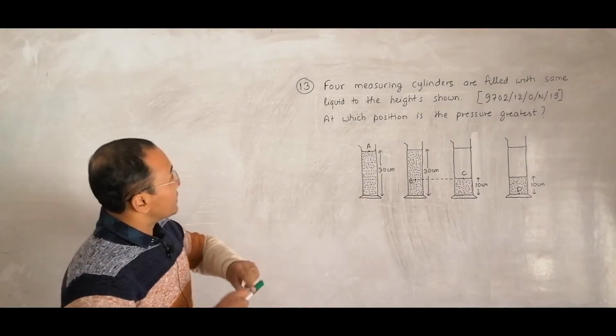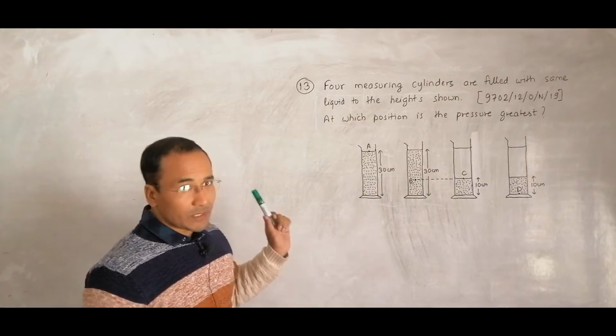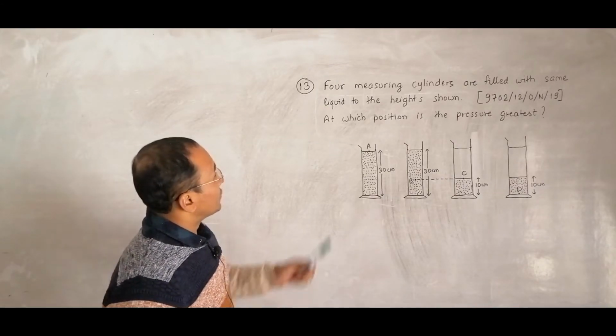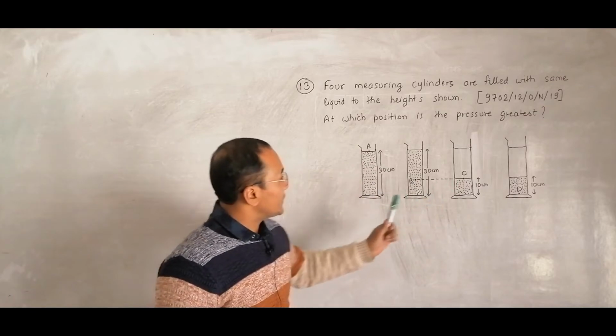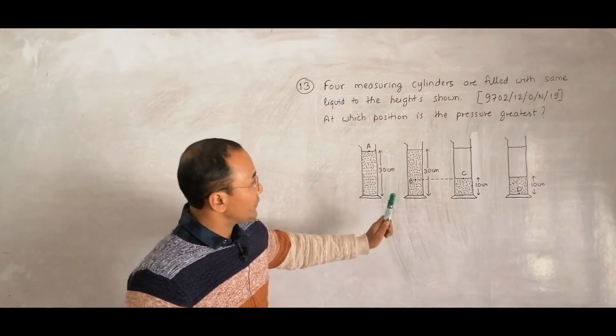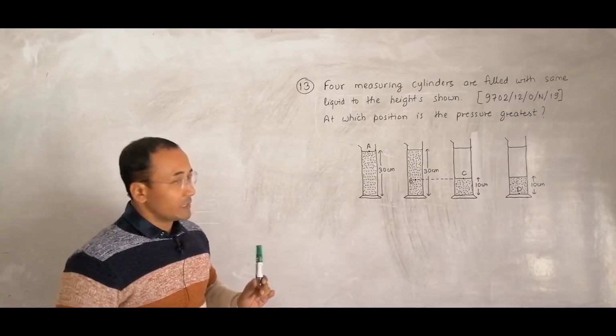So the question says the same thing. So 4 measuring cylinders are filled with the same liquid. So same liquid means that their physical properties are same. To the height shown, so the height has been shown here. In the first, the liquid is up to 30 centimeter, second also 30 centimeter, and in third and fourth, the liquid has been filled only up to 10 centimeter each.